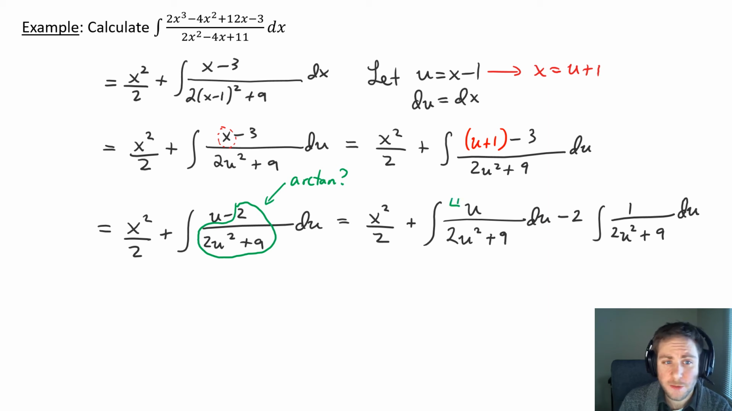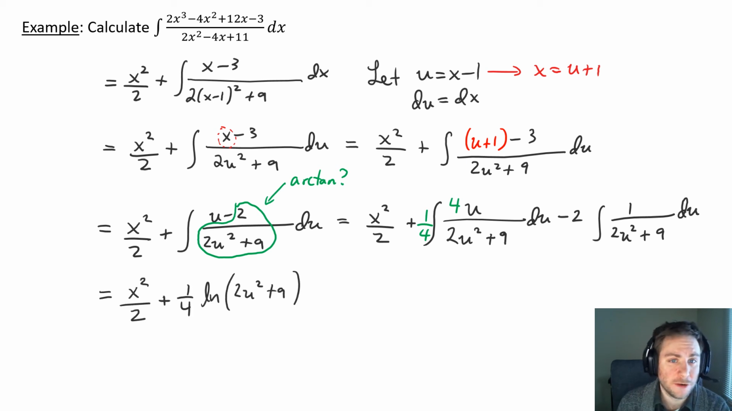Notice that with a slight modification, this first term is now of the form f prime over f. So we can evaluate that as the natural log of the denominator. I've dropped the absolute value here since we know 2u squared plus 9 is already a positive number anyway.